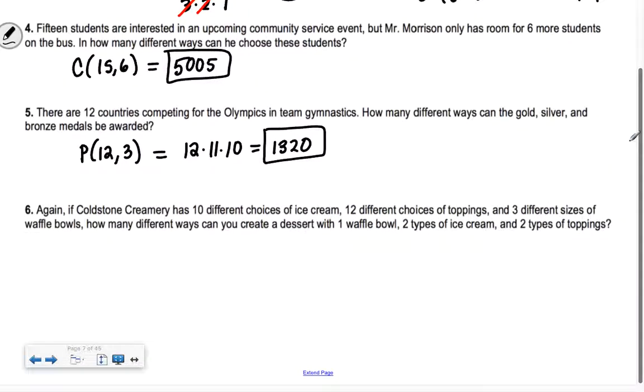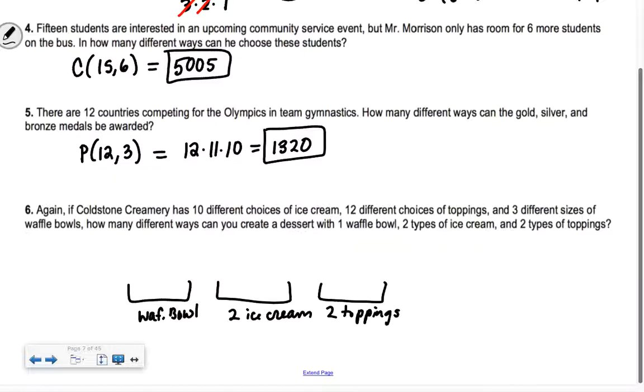So it says, again, if Cold Stone Creamery has 10 different choices of ice cream, 12 different choices of toppings, and 3 different sizes of waffle bowls, how many different ways can you create a dessert with 1 waffle bowl, 2 types of ice cream, and 2 toppings?